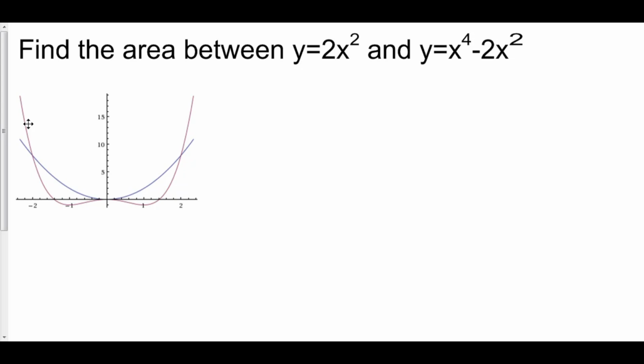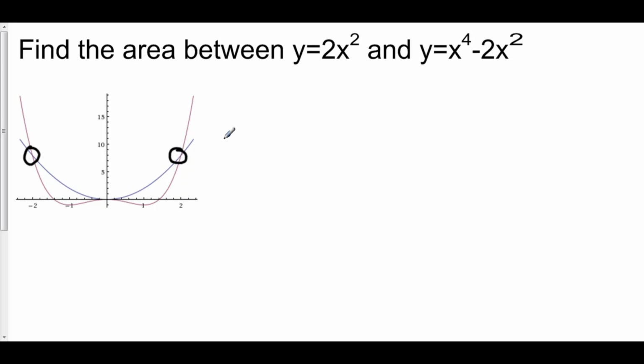Is one bigger than the other? Does it stay higher throughout the entire thing? And in fact, it looks like 2x squared is above x to the fourth minus 2x squared all the way from where they intersect at this point all the way up until where they intersect at this point right here. So our first order of business is to figure out where these two functions intersect, because this gives me my a, my lower limit of integration, and this gives me my b, my upper limit of integration.